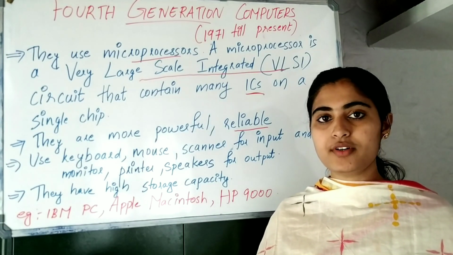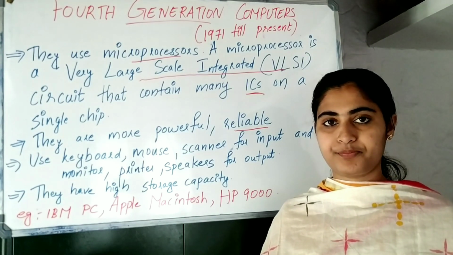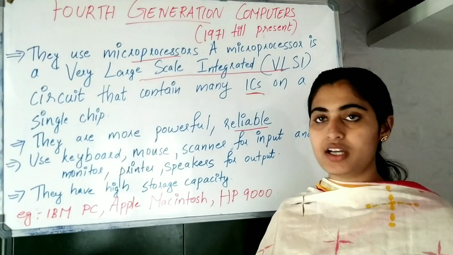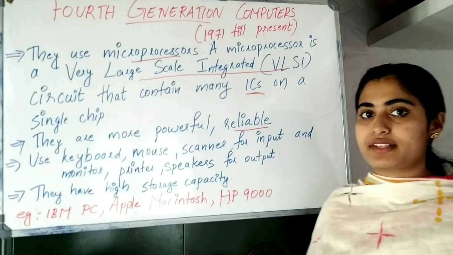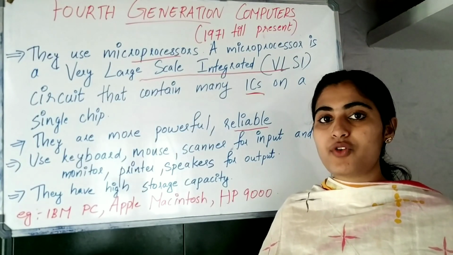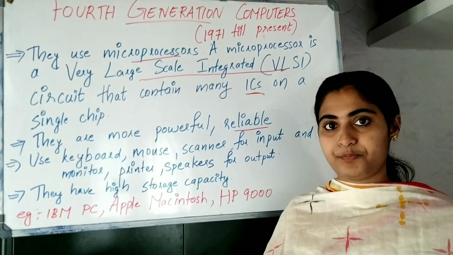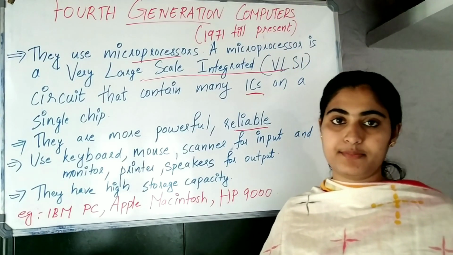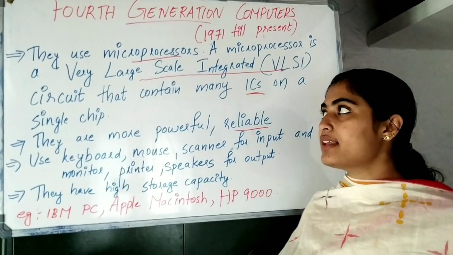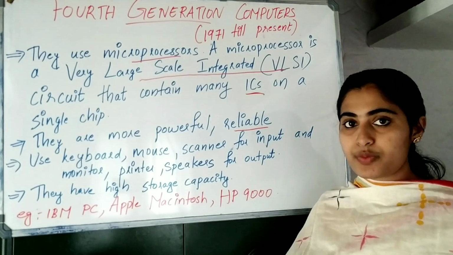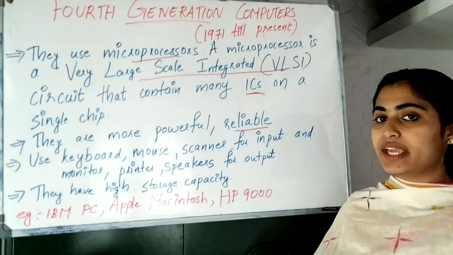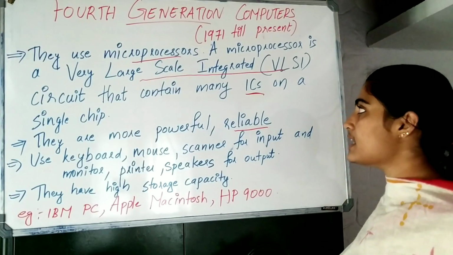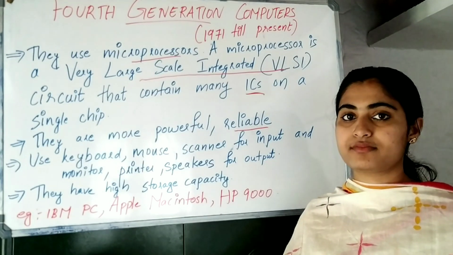Next we will be studying about fourth generation computers. The fourth generation computers were used during the time period 1971 till present. That is, currently we are using fourth generation computers. First point is they use microprocessors. A microprocessor is a very large scale integrated circuit that contains many ICs on a single chip.